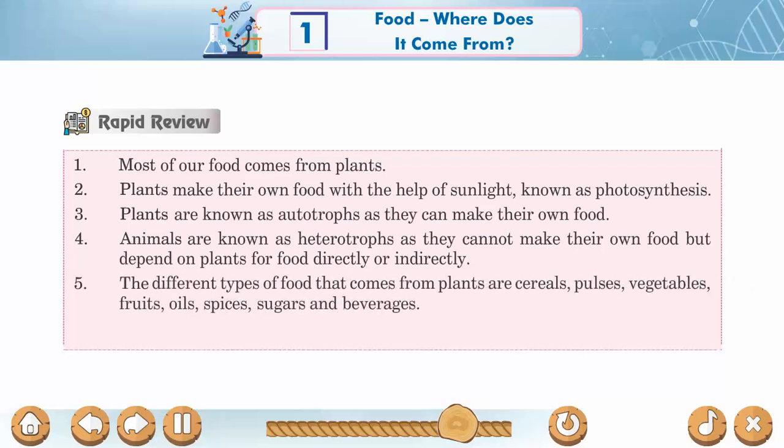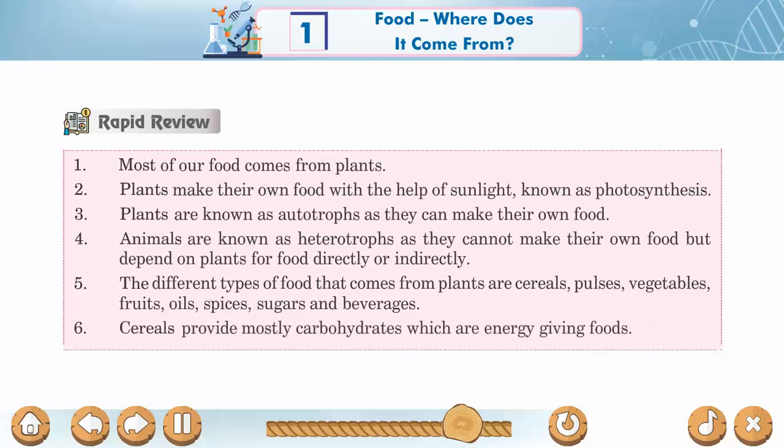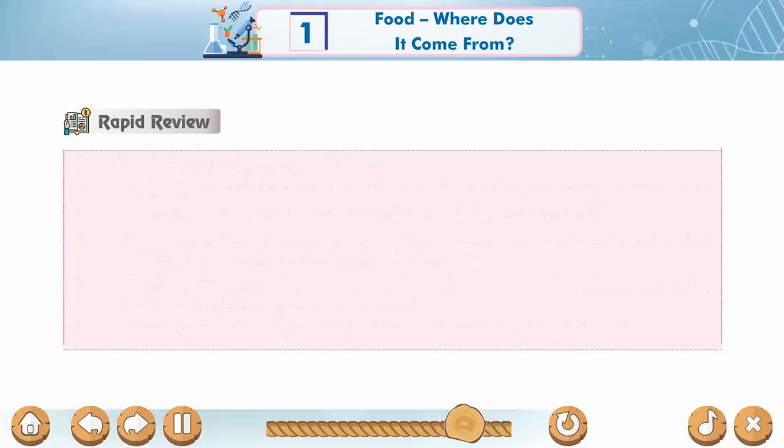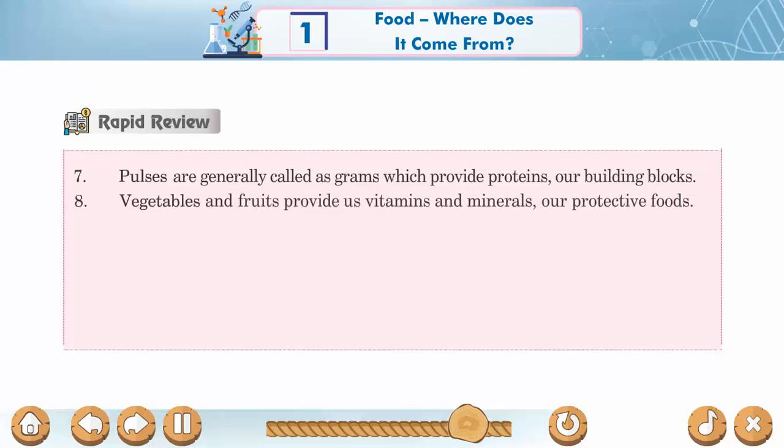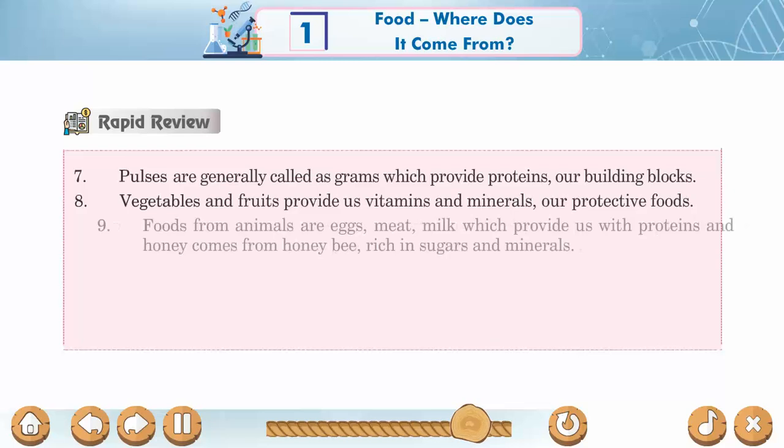The different types of food that come from plants are cereals, pulses, vegetables, fruits, oils, spices, sugars and beverages. Cereals provide mostly carbohydrates, which are energy-giving foods. Pulses are generally called grams, which provide proteins or building blocks. Vegetables and fruits provide us vitamins and minerals, or protective foods.